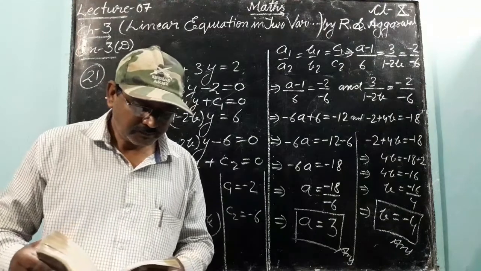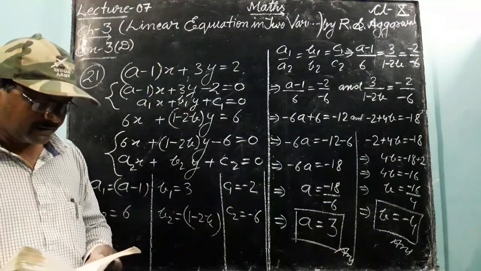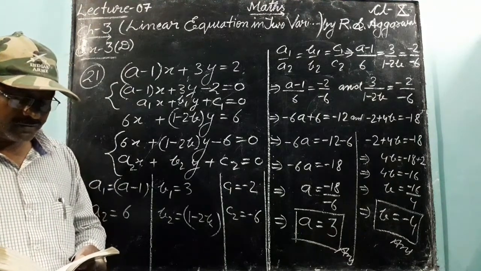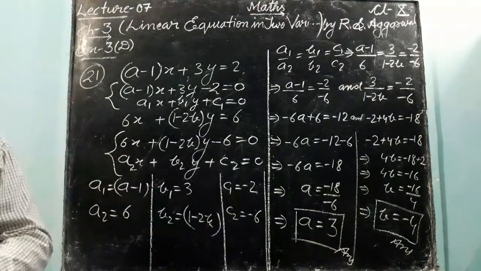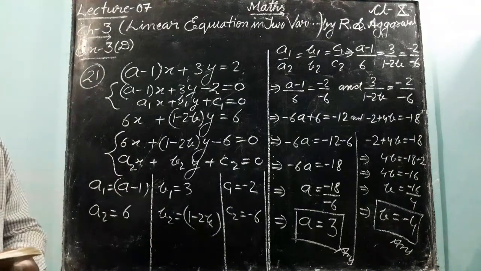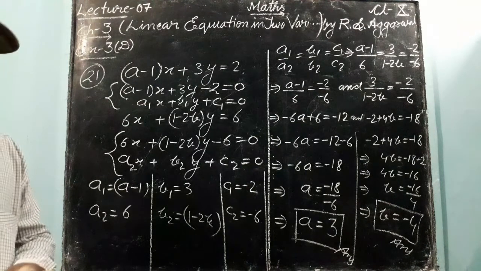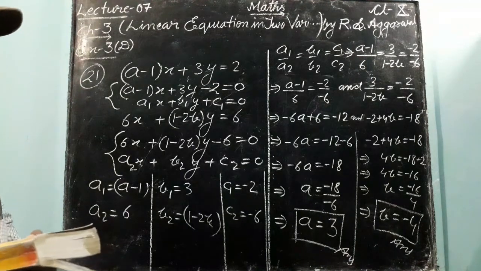Okay. Now the questions number 27 to 31 are different. One question I will do. Find the value of k for which each of the following systems of equations has no solution. Okay, that you will do according to no solution.